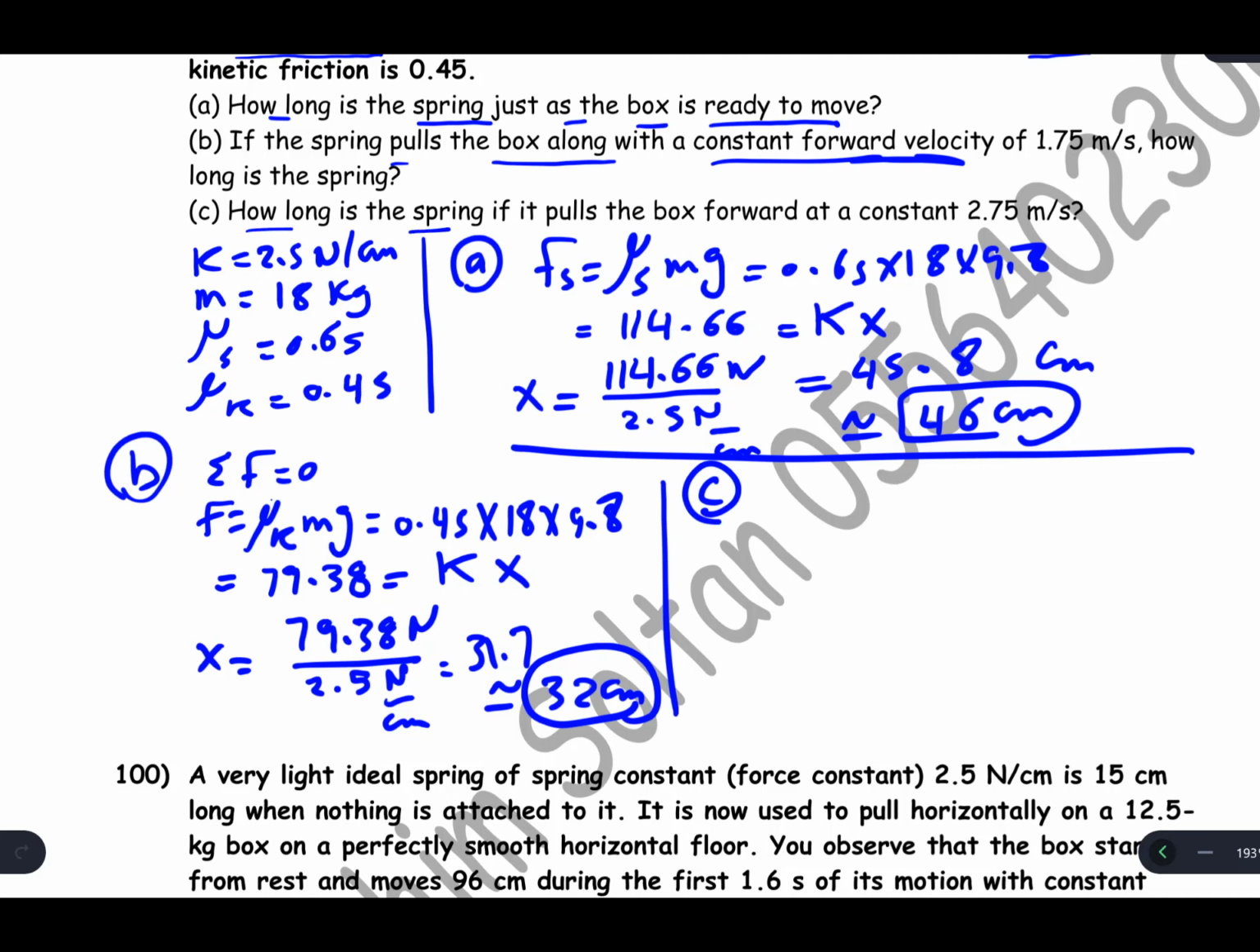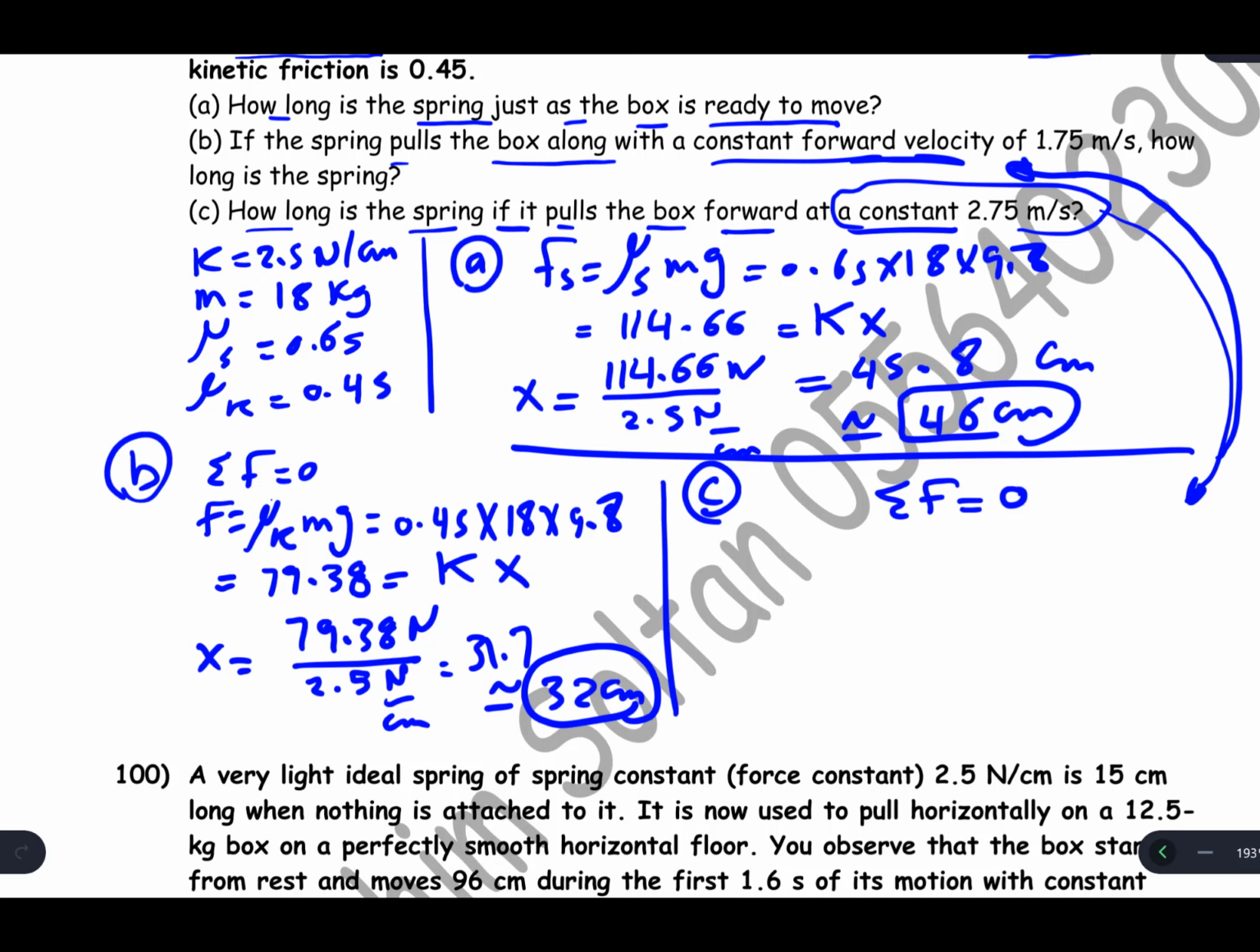For letter C, how long is the spring if it pulls the box forward at constant speed? He gives you a specific number. Constant speed means the total amount of force equals 0, like the one before. So you will get the same distance, the same elongation, 32 centimeters like the previous one, because you have constant speed, so you apply the same rules as letter B.